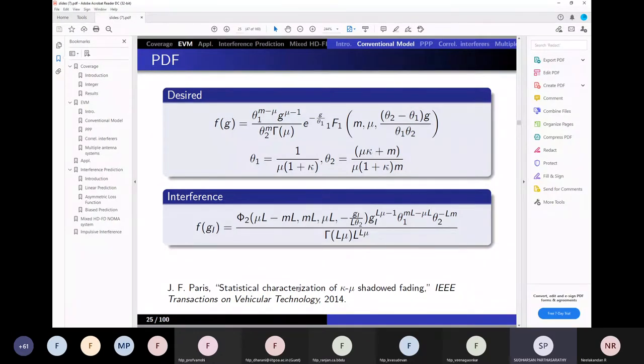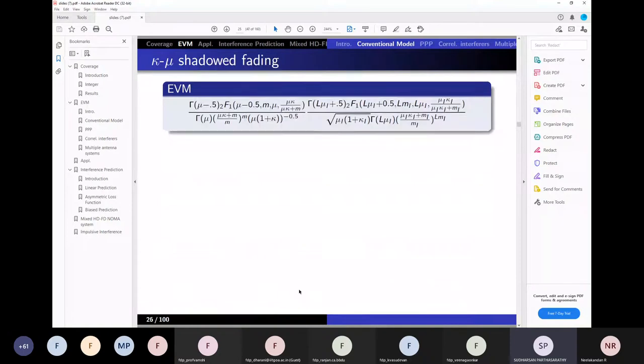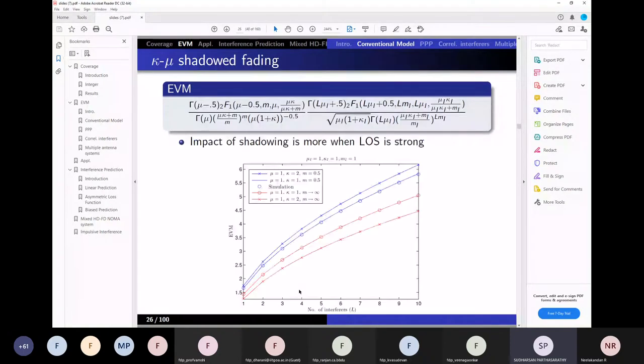Next, if you see this plot in slide number 26, the x-axis is the number of interferers and the y-axis is the EVM. For different values of mu, kappa, and m, we have plotted the EVM expression, and it also matches the simulation. The impact of shadowing is more when LOS is strong. When your kappa value is high, the impact of shadowing is more when m is very low. When m is very low, it means the shadowing is very high. So that impact is more when your line of sight is strong. That is the inference from this plot.